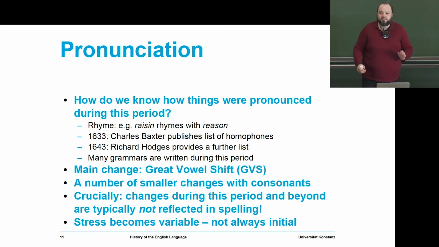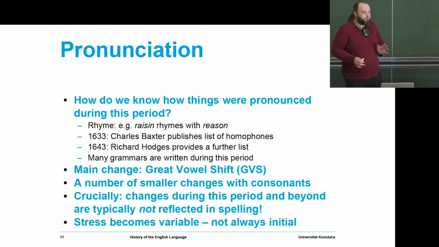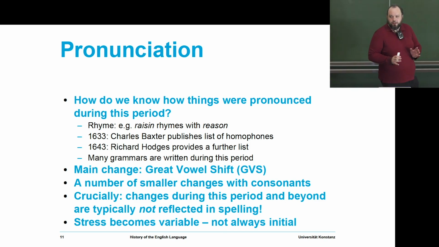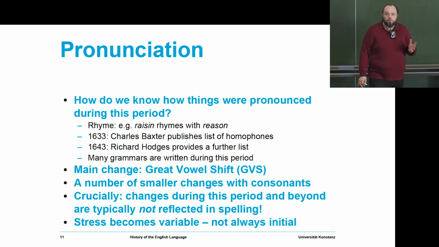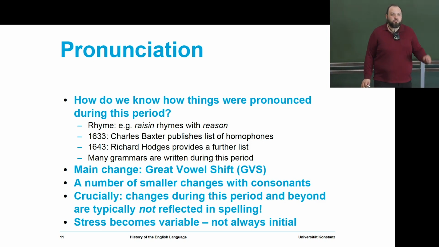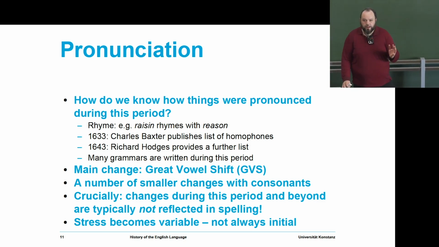And the fact that these lists exist tells us that people were actually a little bit uncertain about the pronunciation of words. But these lists also tell us about the actual pronunciation. They give us more concrete information about which words rhyme with each other, which words sound the same, and sometimes even very specifically how they were pronounced, the phonetic detail.